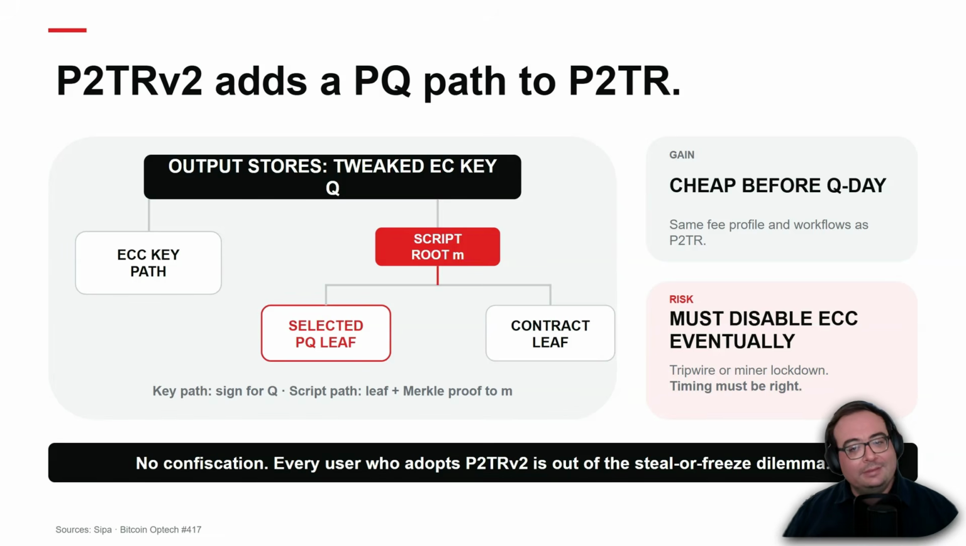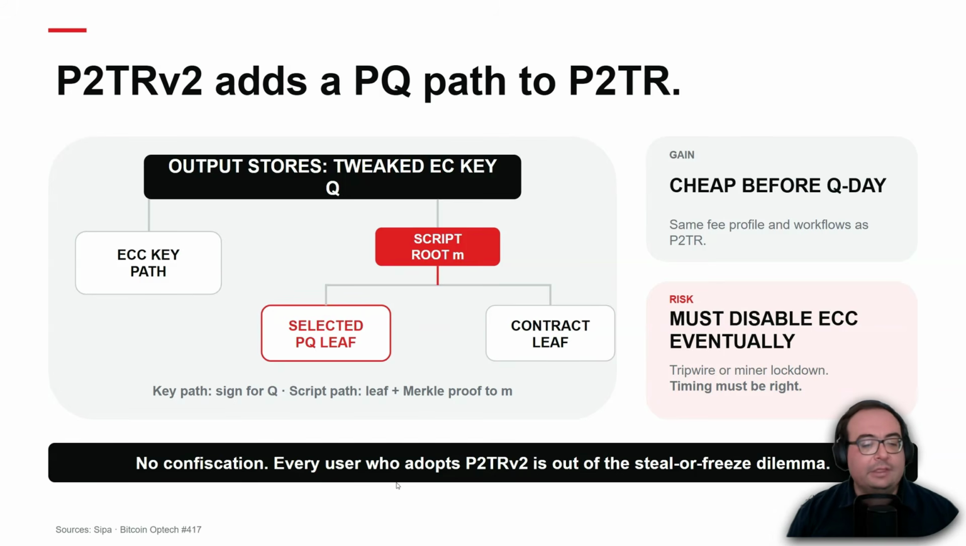This means that this is the lowest friction migration that one can imagine, because you are really not asking much from the users. You're not asking them to change their workflows. You're not asking them to pay more when they need to spend. So it really feels almost frictionless. I mean, you still need to spend the coins, but that's the main advantage compared to something like P2MR.